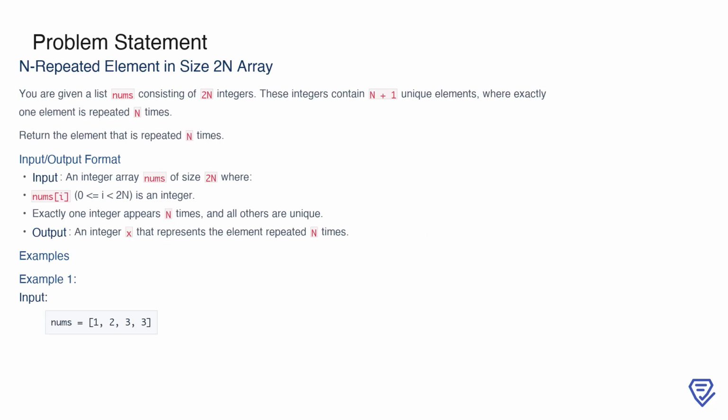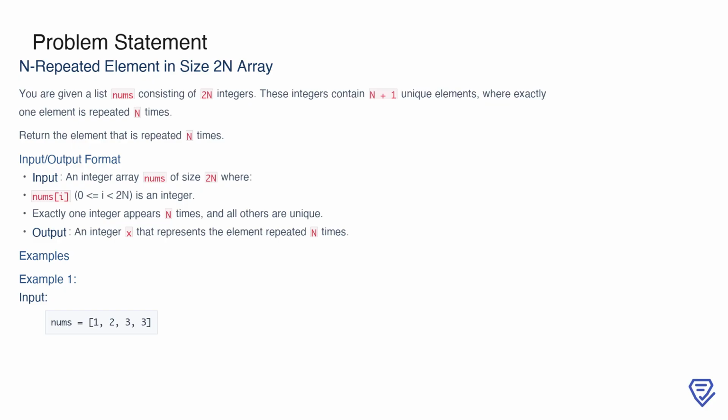In this problem, we are working with an array called nums, which contains 2n integers. Among these integers, there are exactly n plus 1 unique elements. One of these elements appears repeatedly, exactly n times, while all the other elements are unique and appear only once. Your task is to identify and return the element that is repeated n times.